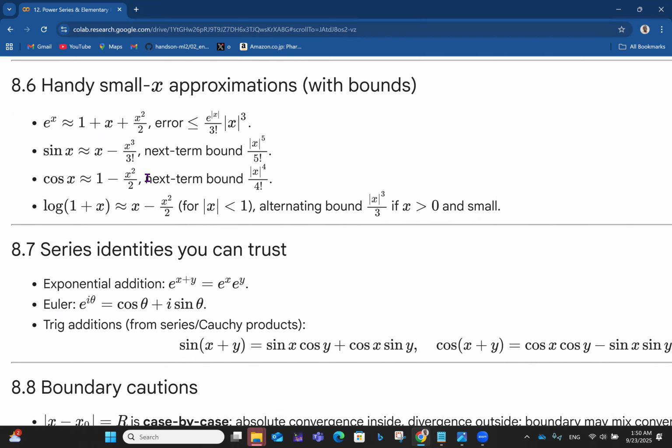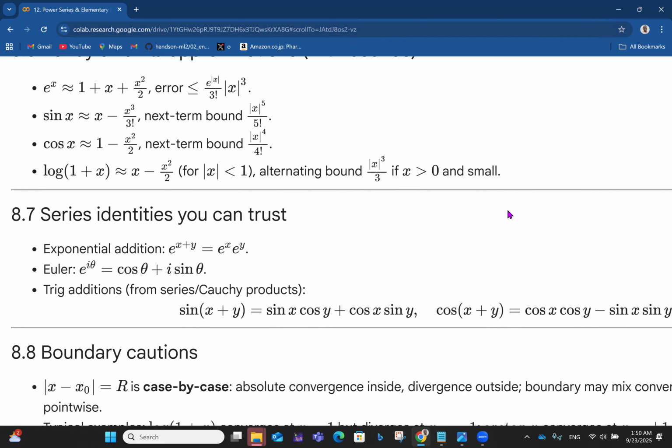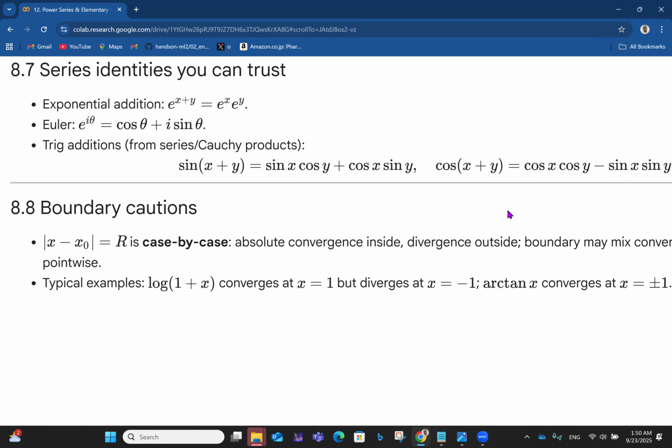For cos x, it's 1 minus x squared over 2. The next term bound is absolute value of x raised to power 4 over 4 factorial. Then for log of 1 plus x, approximately x minus x squared over 2 for absolute value of x less than 1. Alternating bound, next is absolute value of x raised to power 3 over 3 if x is greater than 0 and small. Then you have series identities that you can trust, okay?